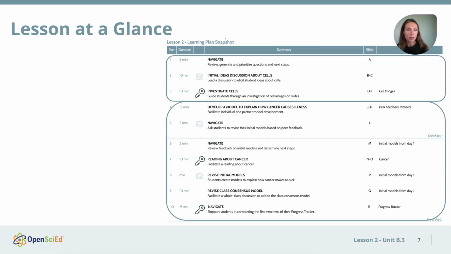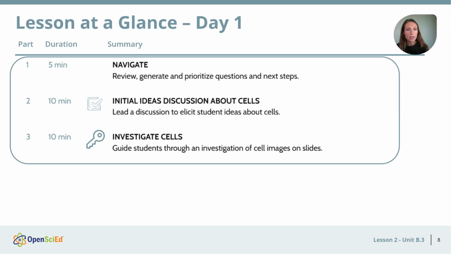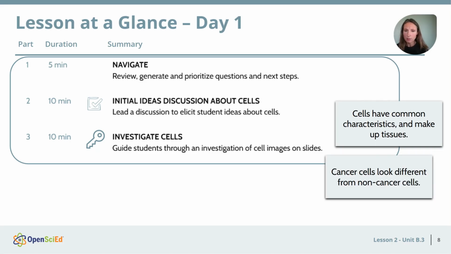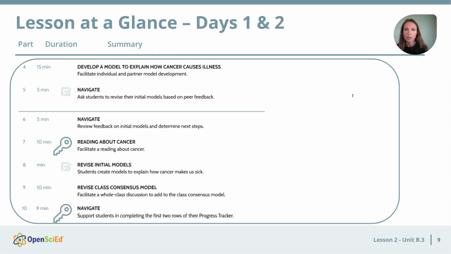Lesson 2 can be broken into 2 sense-making chunks across the 2 days. In the first chunk, we compare images of cancer cells to non-cancer cells. We figure out that each cell type has a similar shape and that the cells seem to be grouped together to make up tissue. But we notice that cancer cells are different shapes and sizes and are more clumped together than the non-cancerous cells. This leaves us wondering how cancer makes people sick.